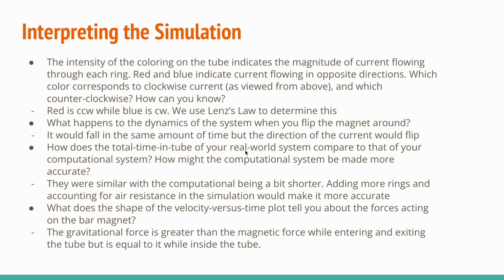Comparing the real-time experiment versus the computational system, the times were similar, but the computational was a bit shorter. Adding more rings and accounting for air resistance in the simulation would have made it more accurate. The shape of the velocity time graph shows that the gravitational force is greater than the magnetic force while entering and exiting the tube, but is equal to it while inside the tube, which was mostly explained in the last slide as well.